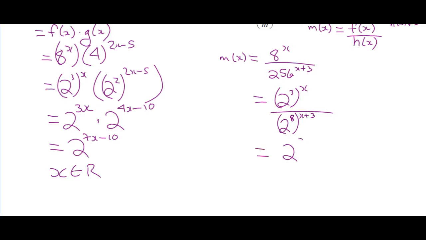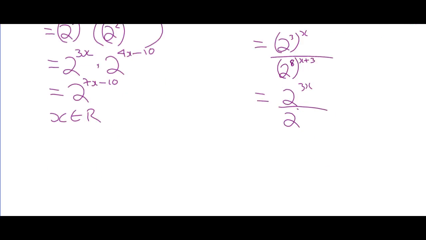Okay, so what do we got? 2 to the 3x over 2 to the what? 8x plus 24, which gives us 2 to the... Now we can do it in one fell swoop, which gives us a good chance of getting it wrong, or we can do it in 2, but go ahead. What is it? Negative 5x minus 24.